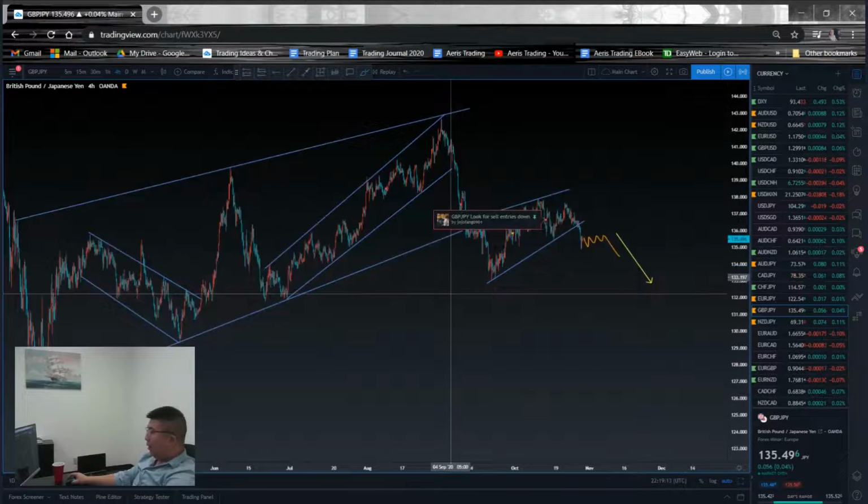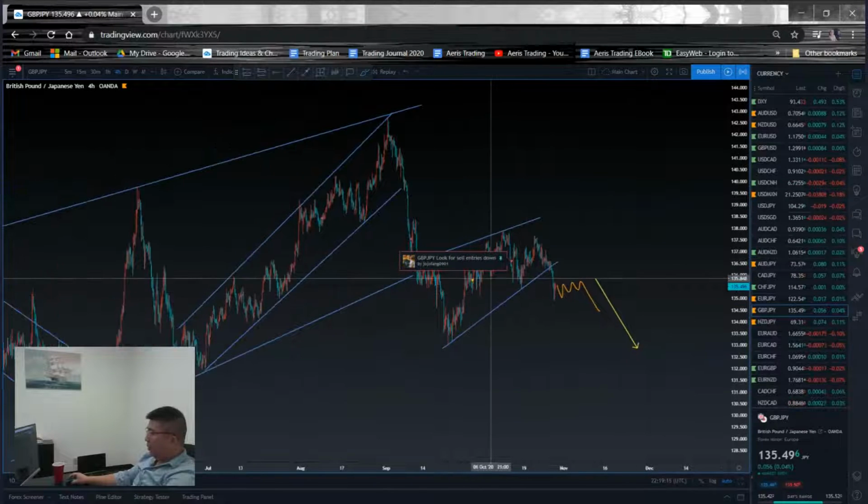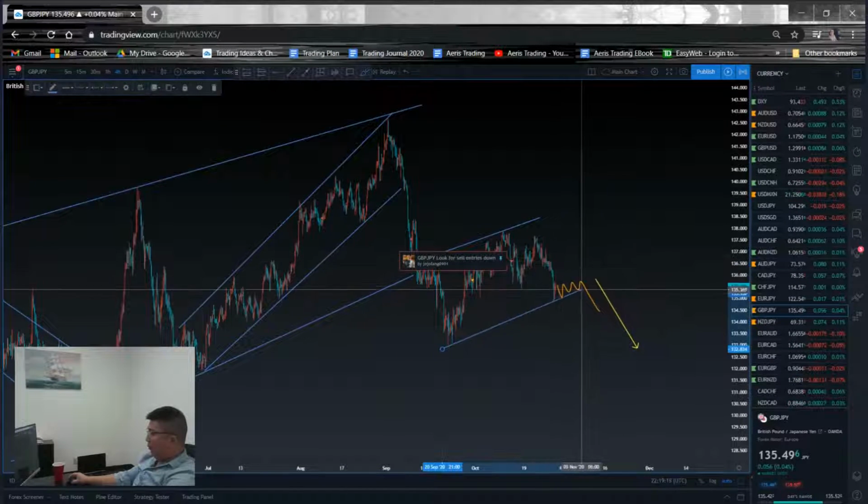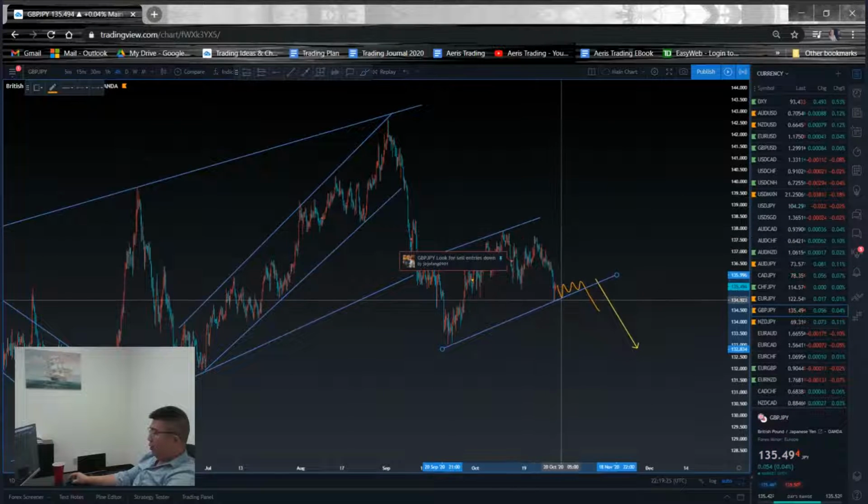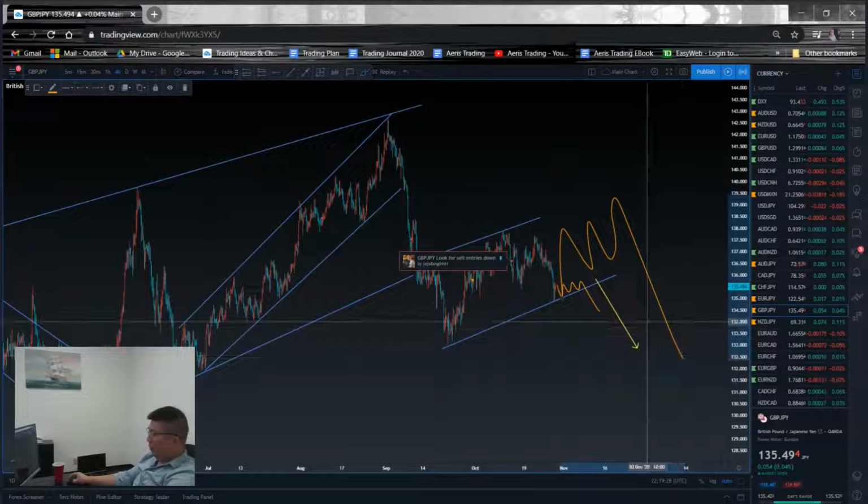So Pound Yen, again, looks like it could be ready, but this is one that can still develop a little bit further. You see how, if I just move to this line right here, there's nothing wrong with the structure continuing to this big low, still dropping, right?